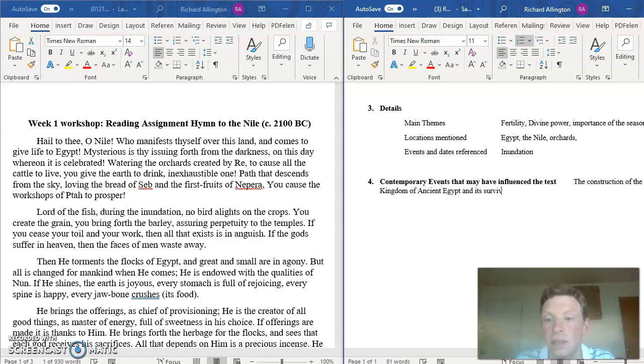And its survival. The Old Kingdom was at once flourishing, but also not that long now until the Hyksos are going to show up and attack and invade the Old Kingdom. So thinking about these contemporary events that influence the source gives us a sense of the urgency behind the text, the importance of a good harvest, the importance of a good harvest to the stability of the kingdom, the livelihood of the people of the time.